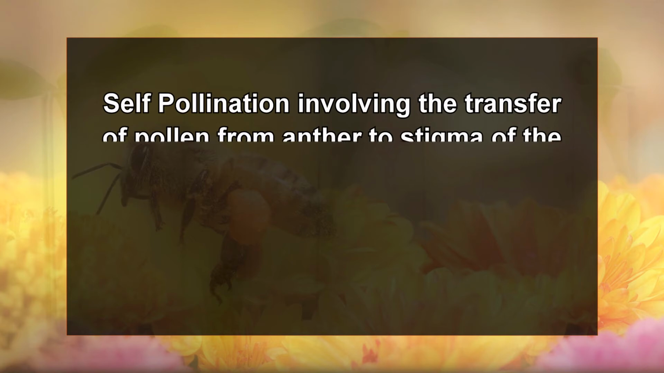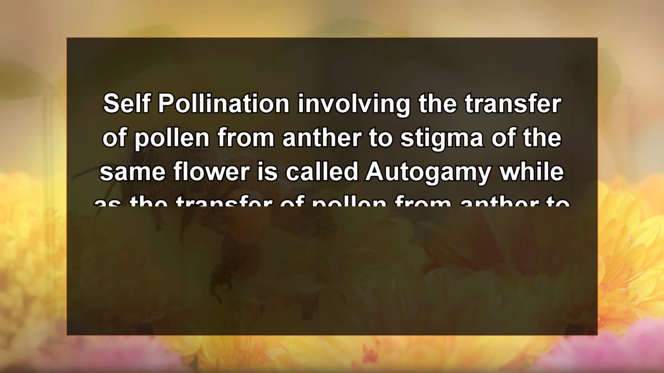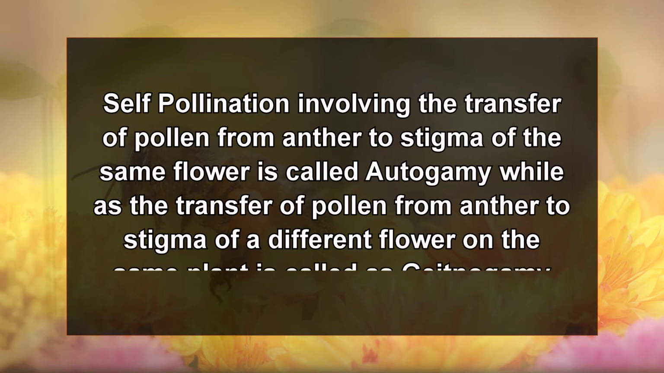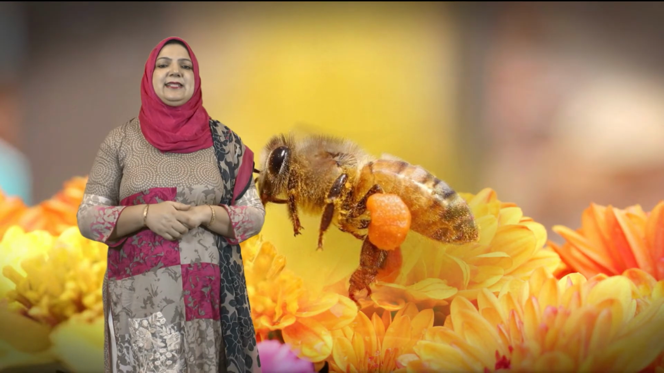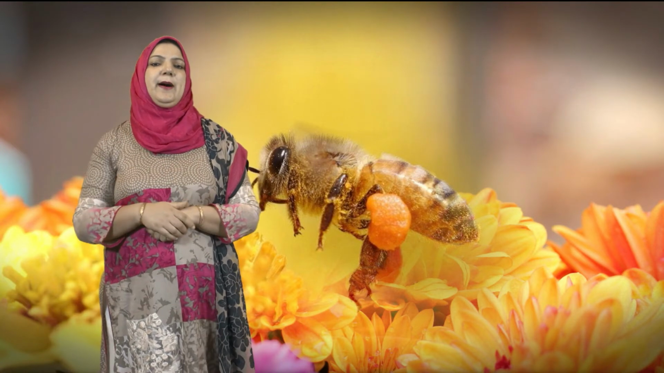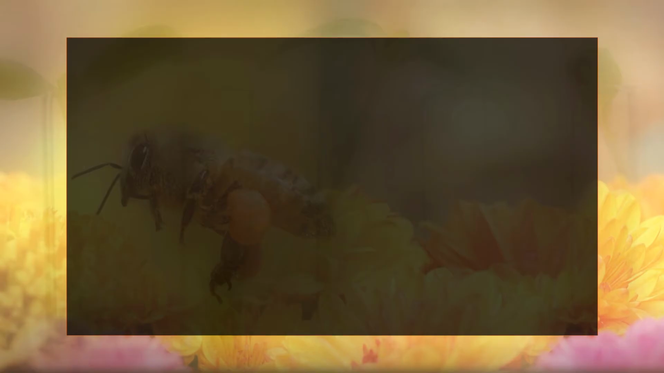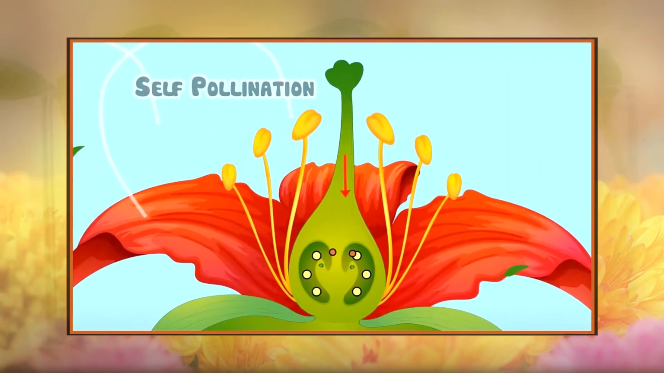Self-pollination involving the transfer of pollen from anther to stigma of the same flower is called autogamy, while the transfer of pollen from anther to stigma of a different flower on the same plant is called geitonogamy. This geitonogamy is genetically conceived to be self-pollination, as both the paternal and maternal partner has the same genetic composition or are genetically identical. However, ecologists deem it as cross-pollination. Self-pollination involves a single plant.